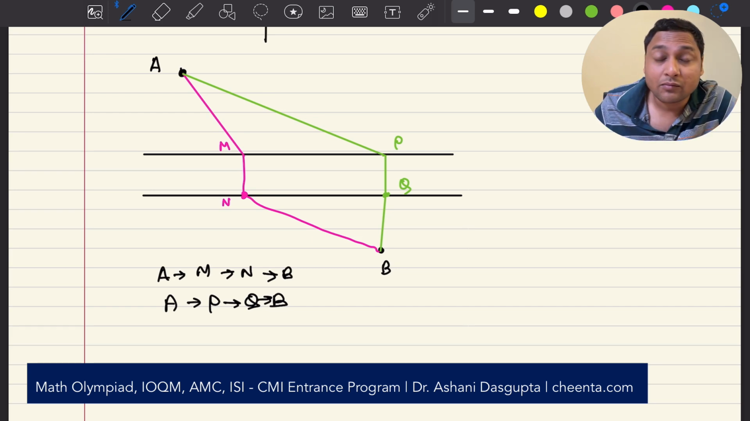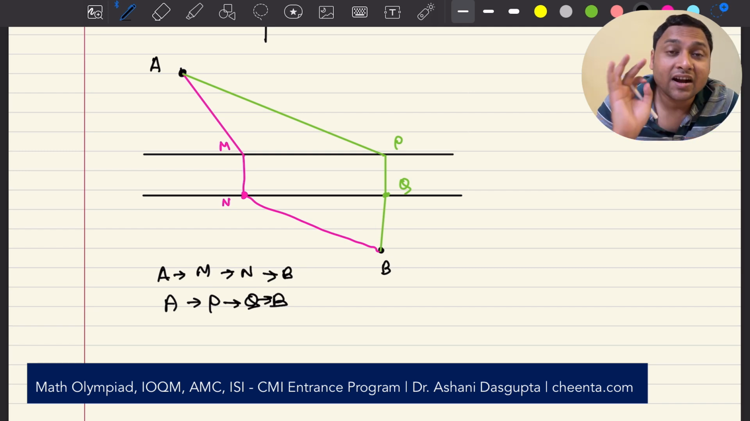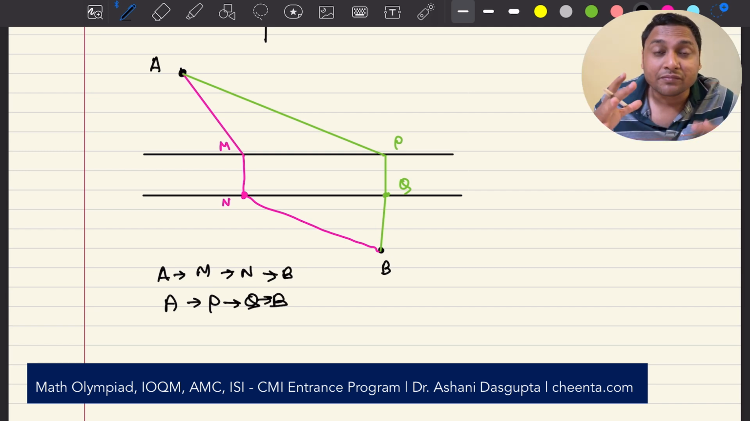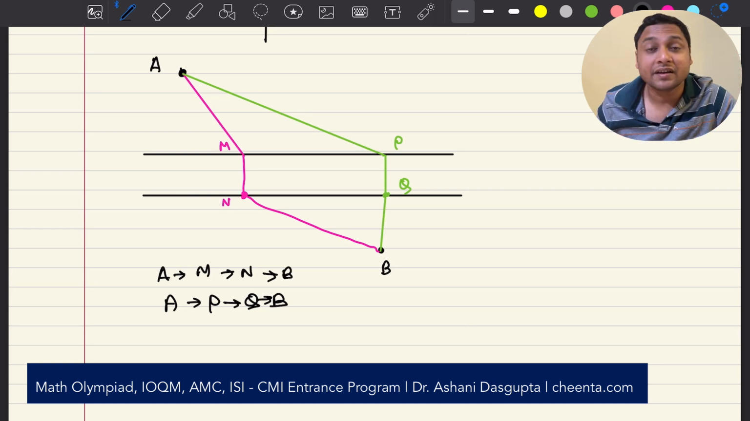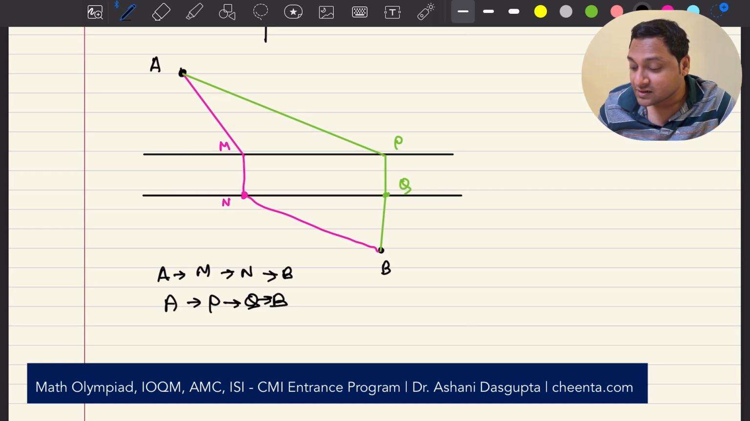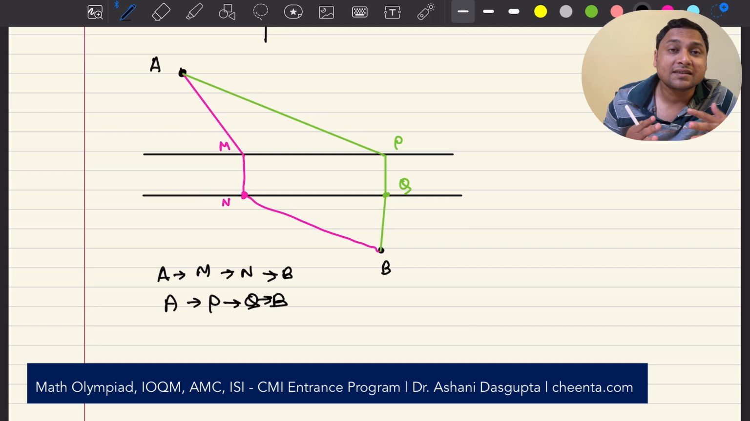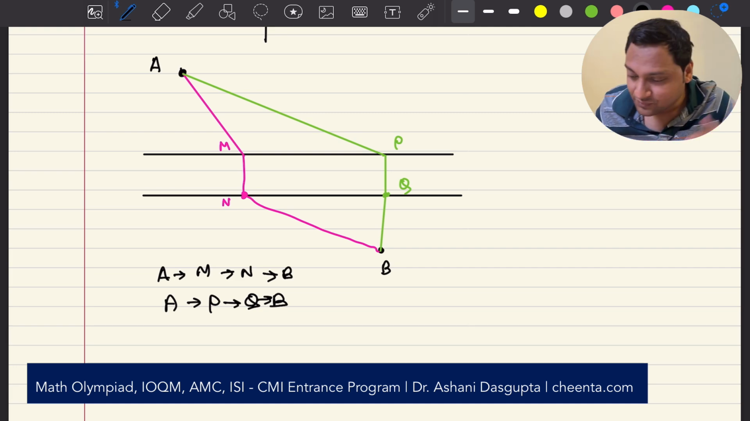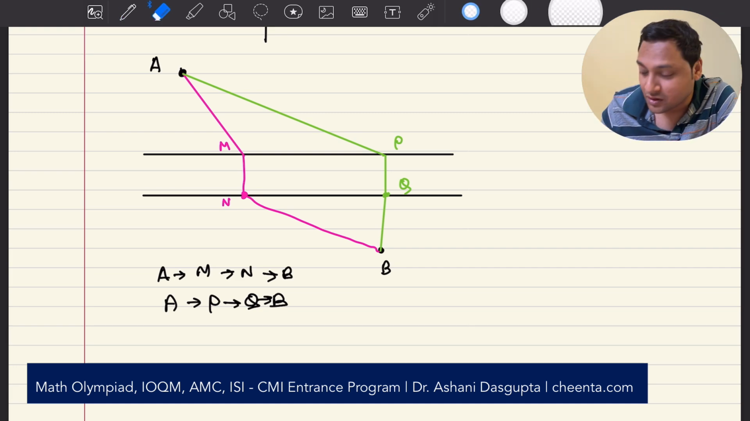And there are many, many more options that we can do by building the bridge in other positions. Question is, where should we build the bridge to minimize the distance from A to B? And to do that, what we will do is we will use translation. So let me show you how we can do it.